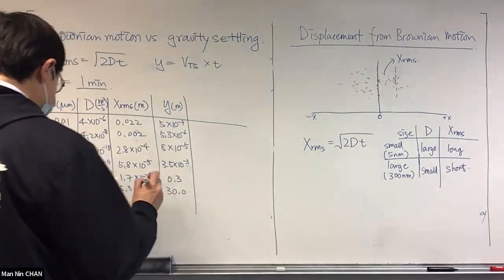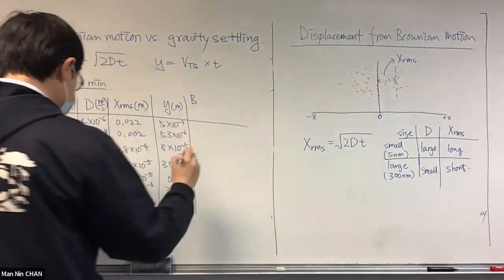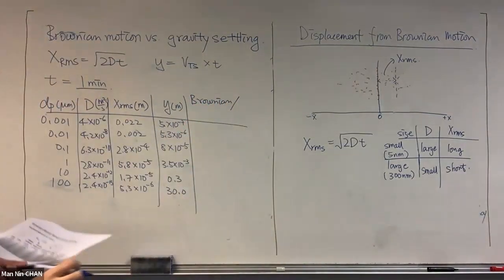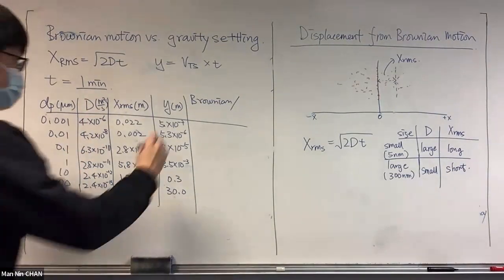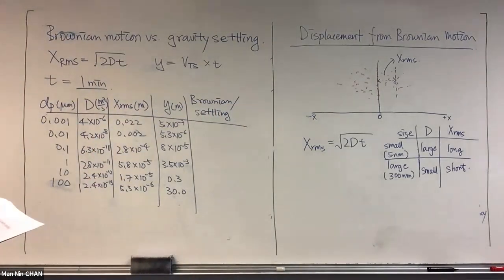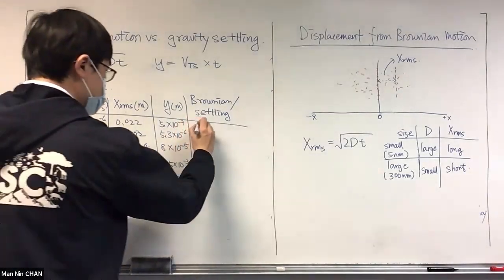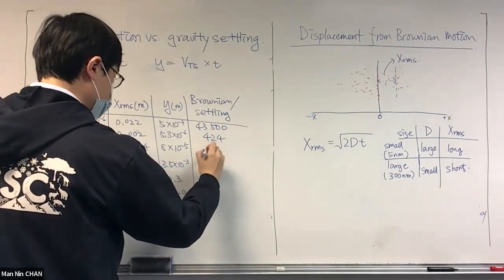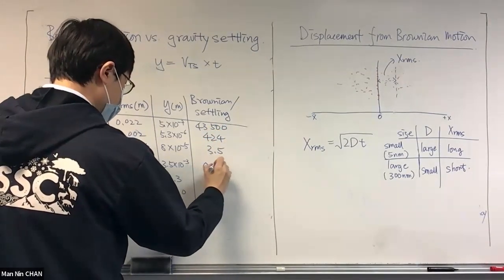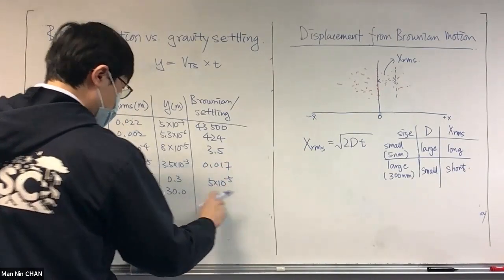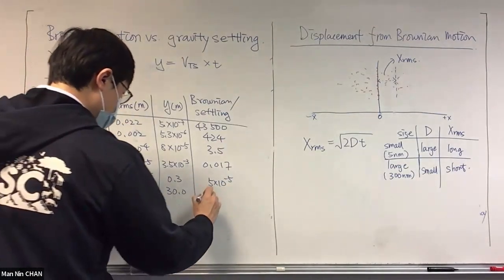So what is the basic concept or important message? You can take the ratio between these two, the Brownian motion to the gravity settling, to see the relative importance of these two processes. So you can find that, don't worry, I just take the order of magnitude here.